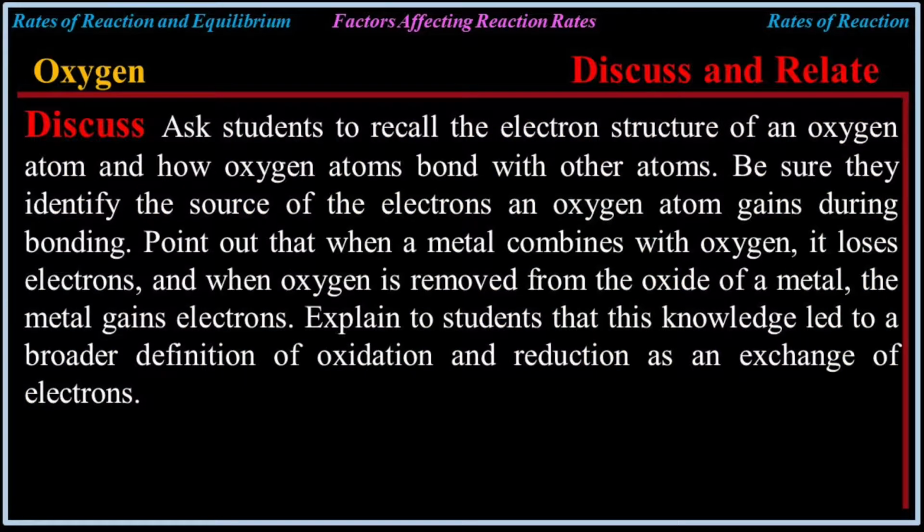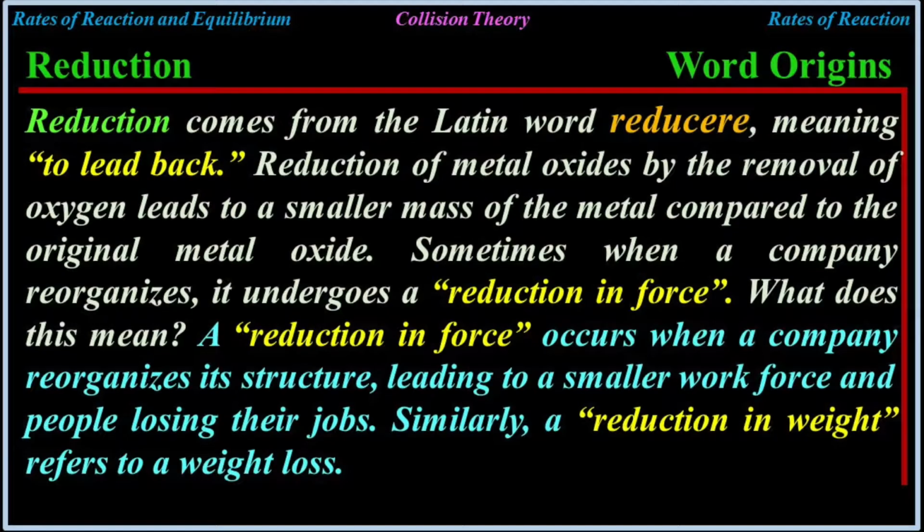Ask students to recall the electron structure of an oxygen atom and how oxygen atoms bond with other atoms. Be sure they identify the source of the electrons an oxygen atom gains during bonding. Point out that when a metal combines with oxygen, it loses electrons, and when oxygen is removed from the oxide of a metal, the metal gains electrons. Explain to students that this knowledge led to a broader definition of oxidation and reduction as an exchange of electrons.